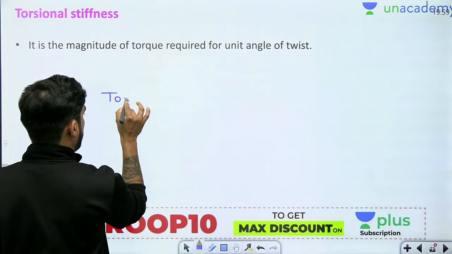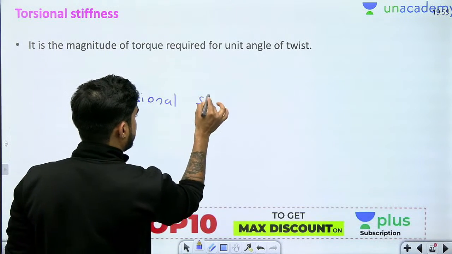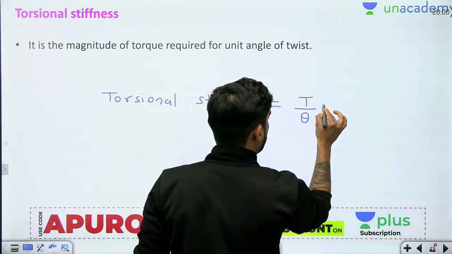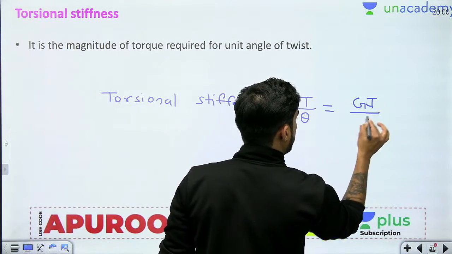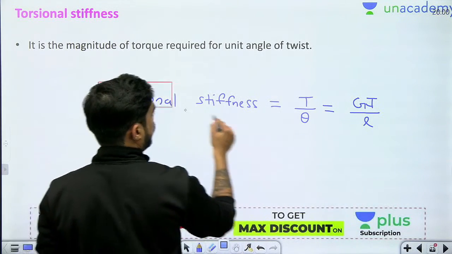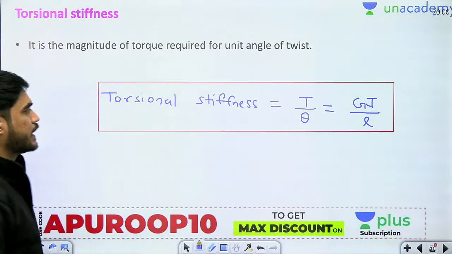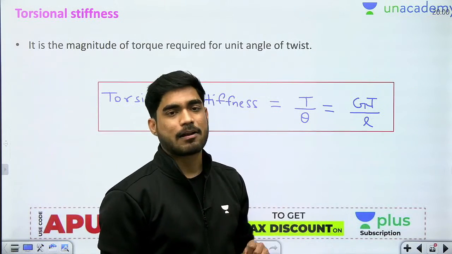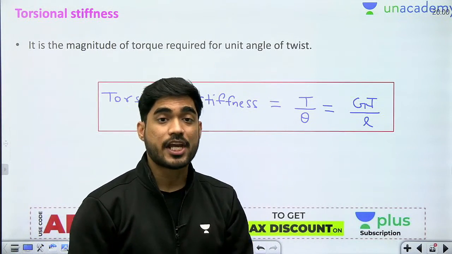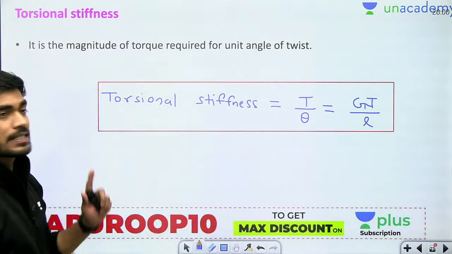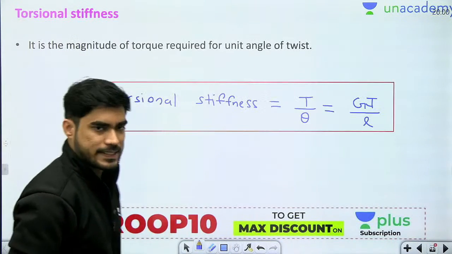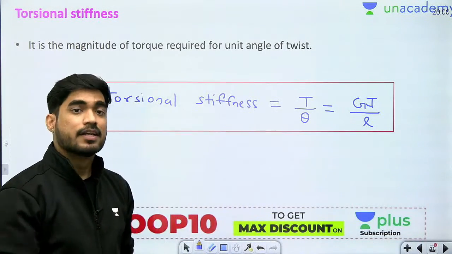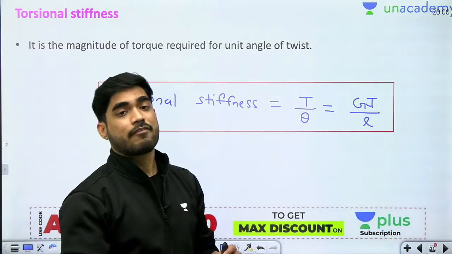So torsional stiffness is T by theta, which will be equal to GJ by L. Torsional rigidity per unit length. Okay, torsional rigidity per unit length. So torsional stiffness means T by theta, torque required for unit angle of twist, and it will be equal to GJ by L. So beta, this is torsional stiffness. Okay, so torsional rigidity and torsional stiffness are also important terms. You need to remember them. Sometimes you have to use them in theory, sometimes you have to use them in numericals.